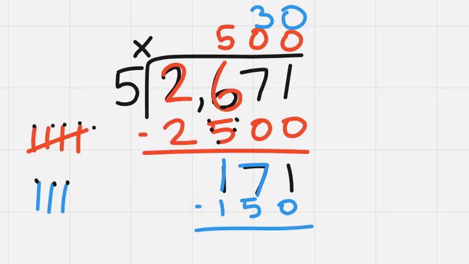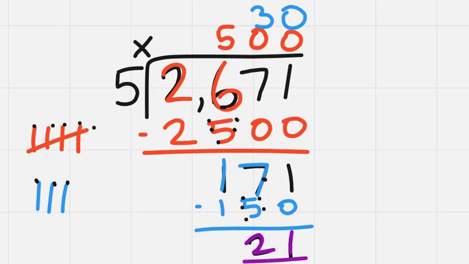Then it's time to subtract. 1 minus 0 is 1. 7 minus 5 is 2. And then 1 minus 1 is nothing, so we can ignore it. Now it's time to divide again. We'll look at the 2, which is less than 5. So we need to look at the number next to it, the 1.